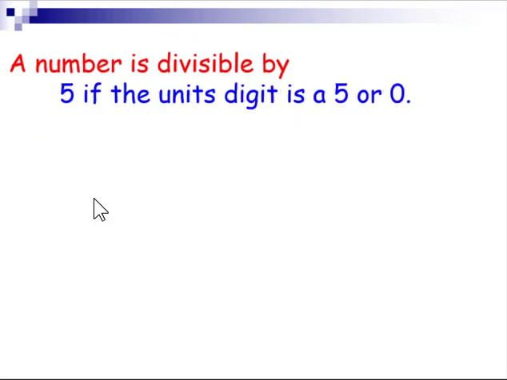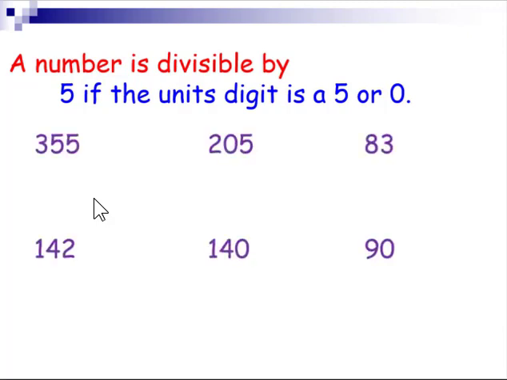A number is divisible by 5 if the units digit is a 5 or 0. So let's take a look at these numbers. We know that 355 is divisible by 5 because it ends with a 5. 205 is divisible by 5 because it ends with a 5. 140 is divisible by 5 because it ends with a 0. And 90 is divisible by 5 because it ends with a 0.